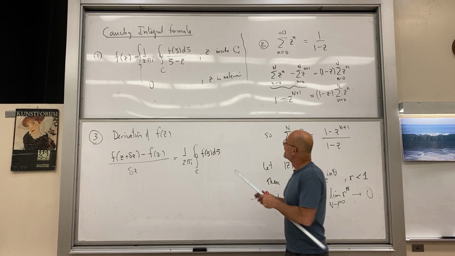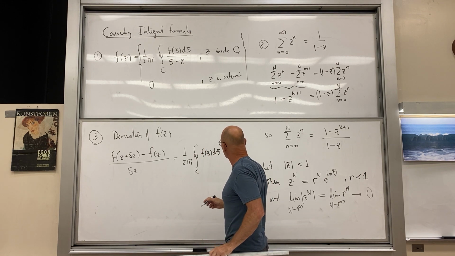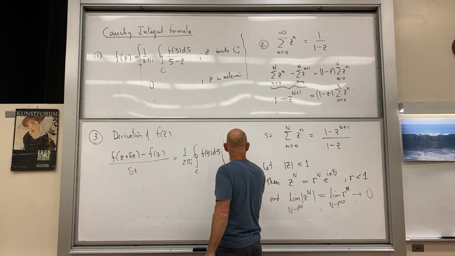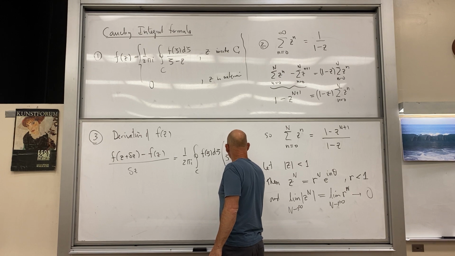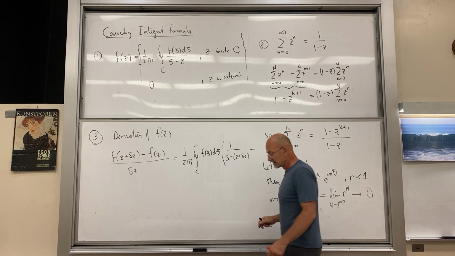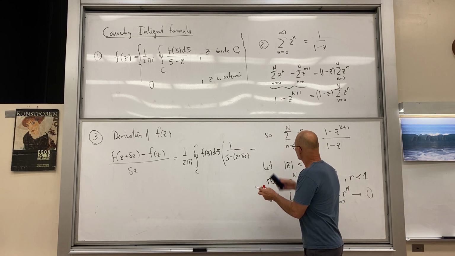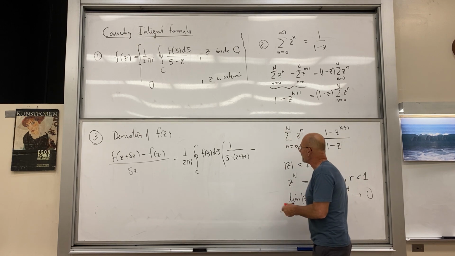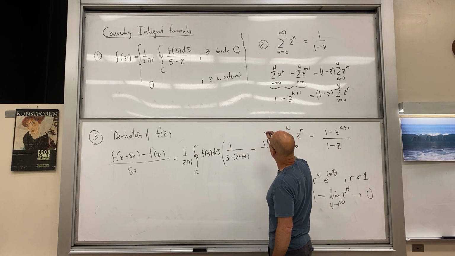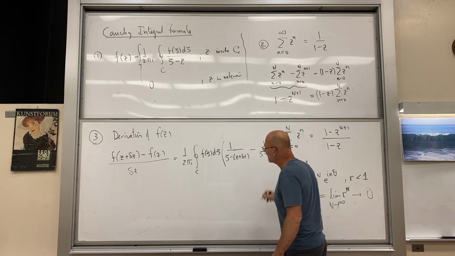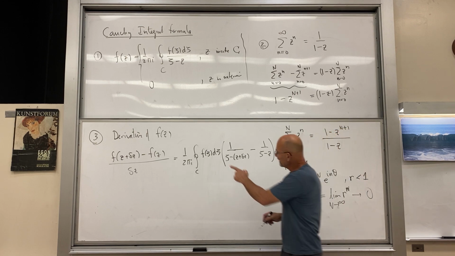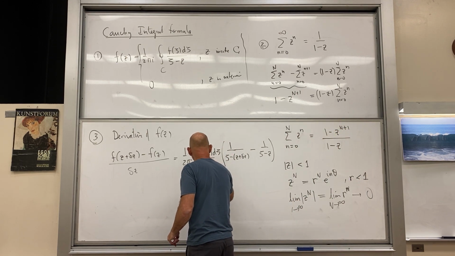The z plus delta z comes from here, so we have 1 over zeta minus z plus delta z, minus 1 over zeta minus z. I'm running out of room here, we've got our proof already. And I must have a delta z in here somewhere. I'll put it right here for now.